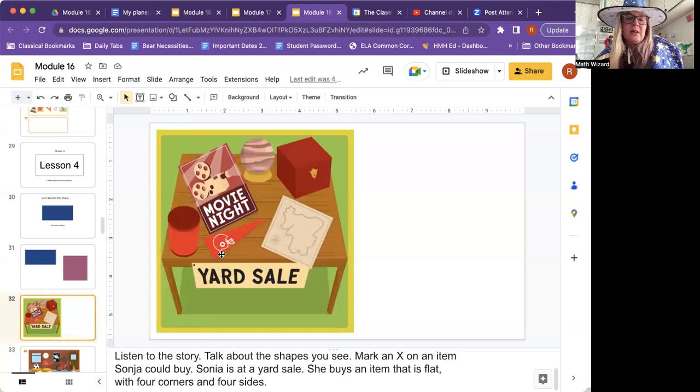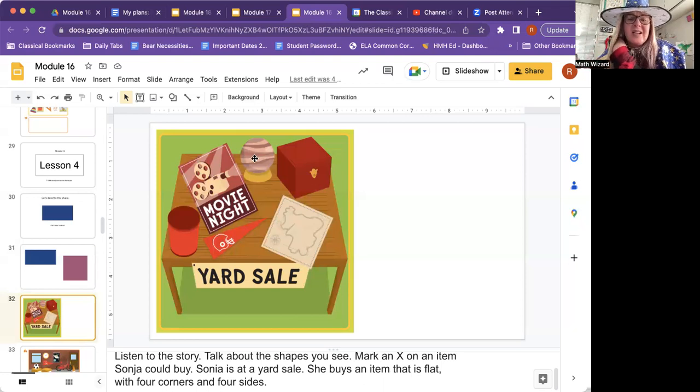Well, let's see. 1, 2, 3. That has 3 sides. Can she buy that one? Nope. This one has 1, 2, 3, 4 sides. And how many corners? 1, 2, 3, 4. Has 4 corners and 4 sides, but it's a square. Did you know squares are also rectangles? I don't mean to confuse you, but that's a square. So for the sake of this, we're not going to count that one.